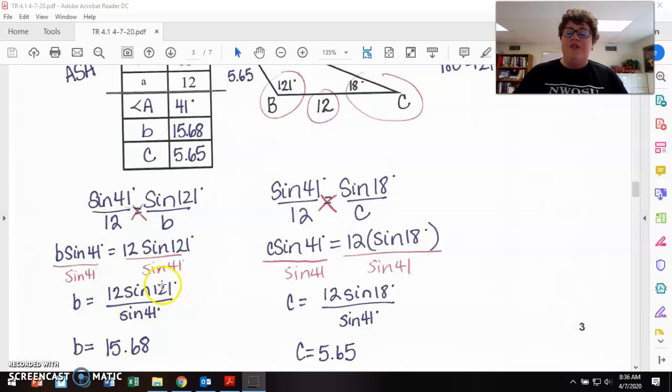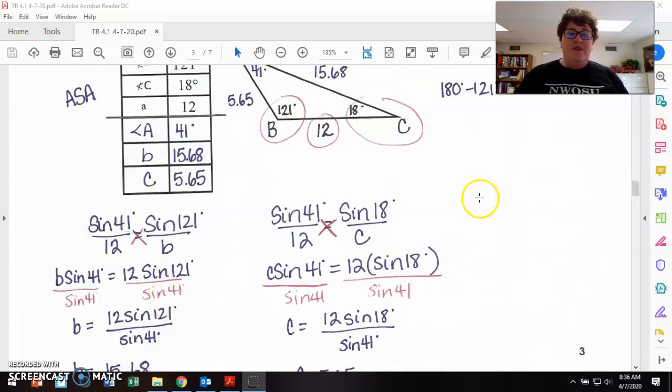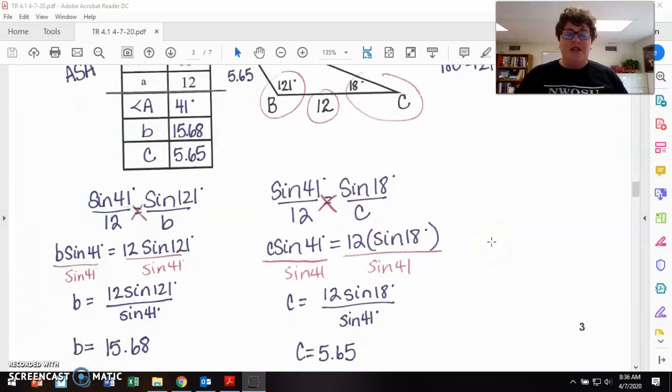Make sure that if your calculator opens a set of parentheses, it closes it. If you have questions about how to use your calculator, always feel free to email and I can go through that for you. We want to do the same thing for c. I still want to use my 41, the one that I know is correct, and then I want to solve for c in this case. So set up your ratios, and then cross multiply. So this is angle, side, angle.